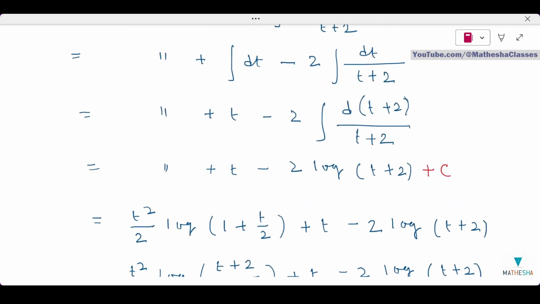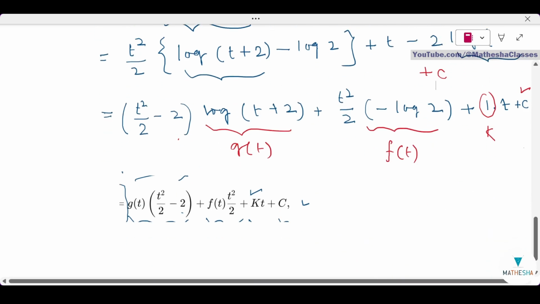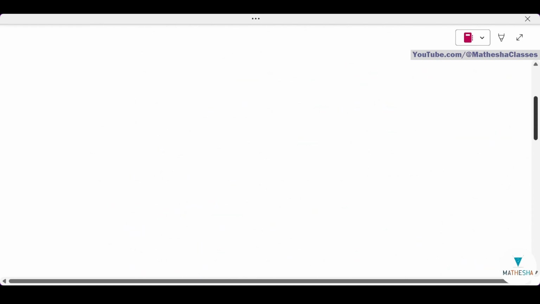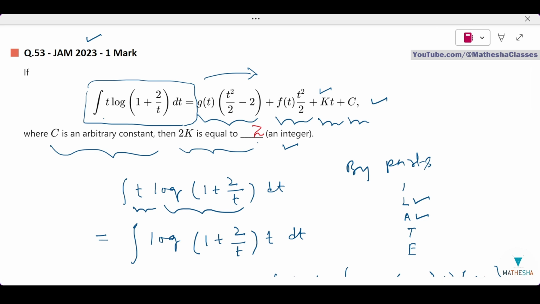The arbitrary constant will be carried from this line and so on. So definitely the value of k is 1. Here you have been asked to find the value of 2k. So definitely the value of 2k is 2. So that is the answer of 2k in integer.